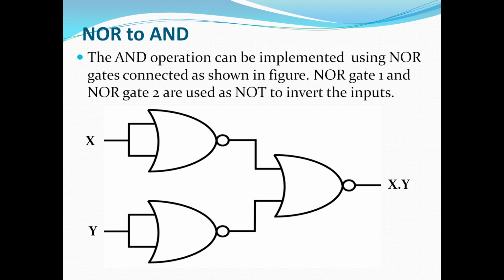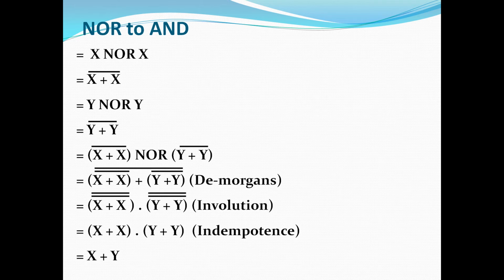And the third NOR gate: mainly three NOR gates are required. In the third NOR gate, both inputs come from x and y. Mainly three gates are required here. If you see, the AND gate also contains two inputs. Here also we are using two inputs and we will get only one output. How can you derive that?